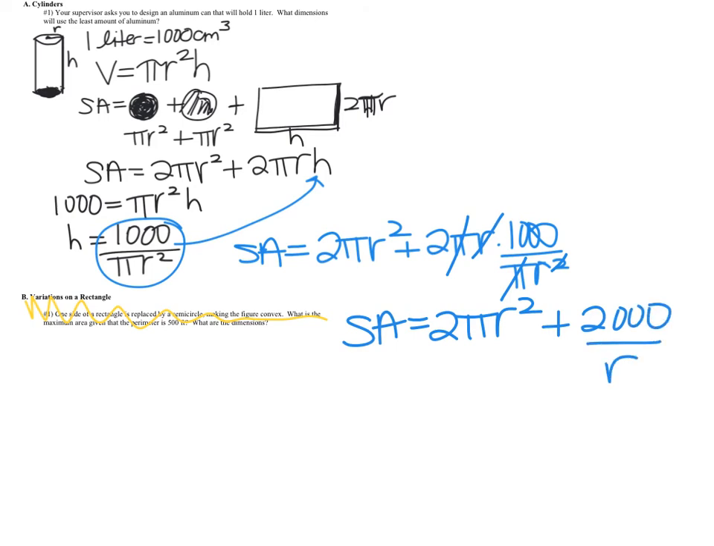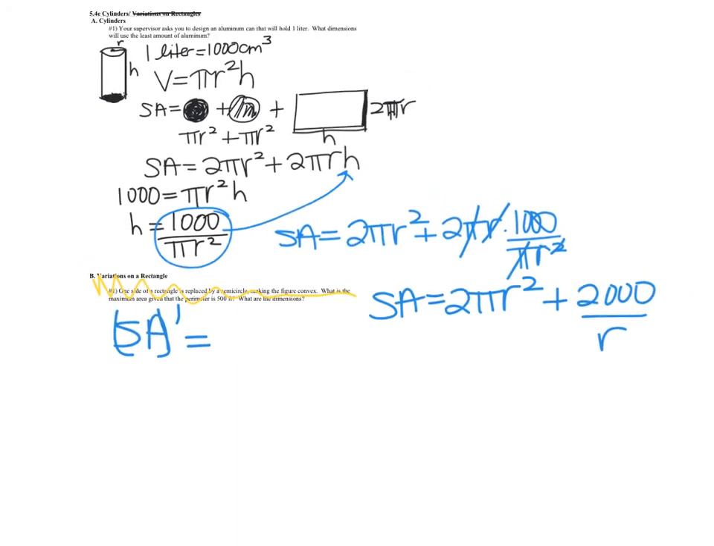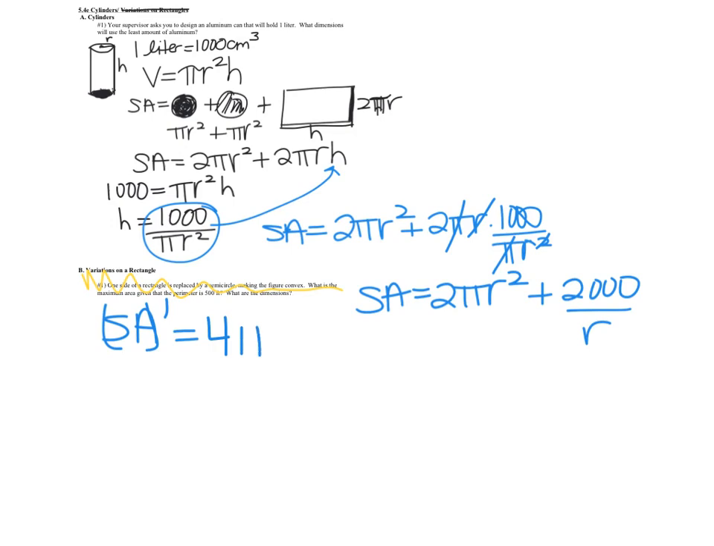Isn't it funny how whenever we're minimizing something, we always get that, like over x, over r, whatever. Okay, so now we're ready. We've done all the geometry and algebra work. Now we're ready to take the derivative. So let's take the derivative of surface area. I probably should have just labeled it as one variable, as s, but whatever. So the derivative is 4 pi r. This is r to the negative 1, so minus 2,000 over r squared. Set it equal to 0 and solve.